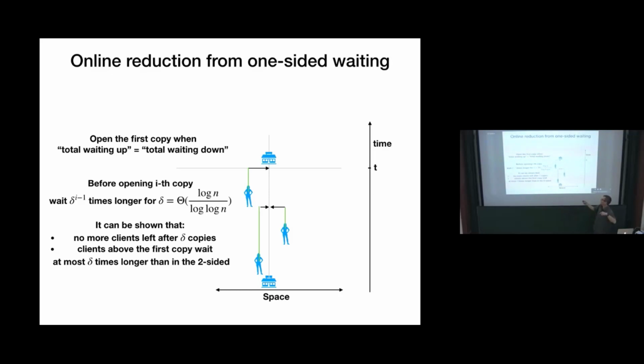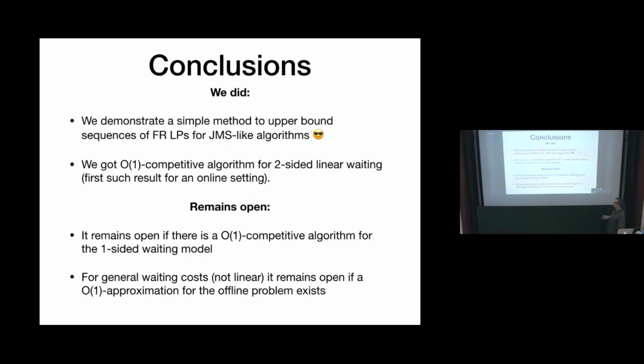And for every single client that comes in between here, you can argue that originally it wanted to weight down, but now it will weight up. But this weighting up will be at most delta times longer. And so this is not deep mathematics. That's just a reduction, the kind of reduction that they did in online algorithms.